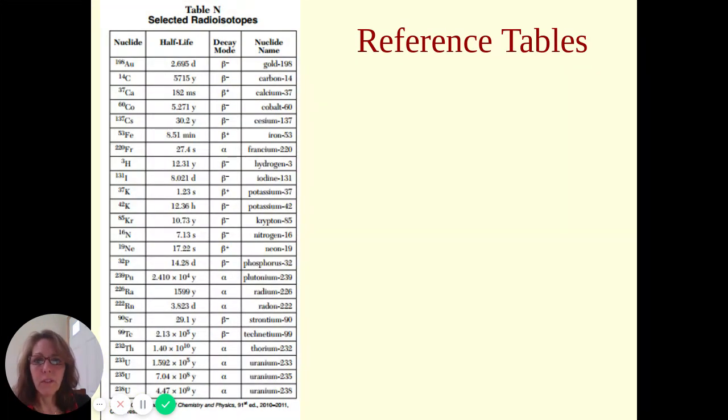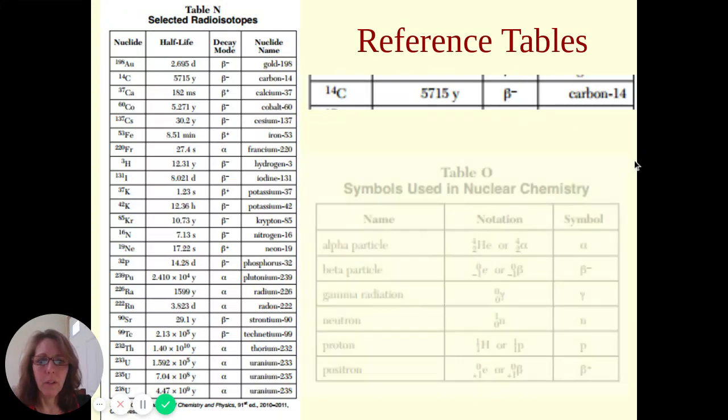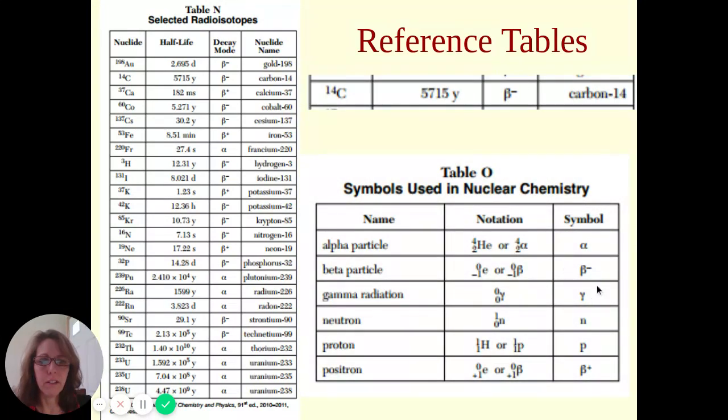Again, you're going to need your reference tables out. You'll need Table N, and here's a blown up view of what Table N looks like. And this symbol right here, you're going to use Table O if you need help to figure out what that symbol is. It's called a beta particle for the carbon-14. So over here, you're told what the nuclide is called, its half-life, the decay mode, and the nuclide name. The nuclide name, carbon-14, could also be written with a 14 in the upper left-hand corner. Again, that's back from Unit 2 if you want to go back and review your atomic structure.